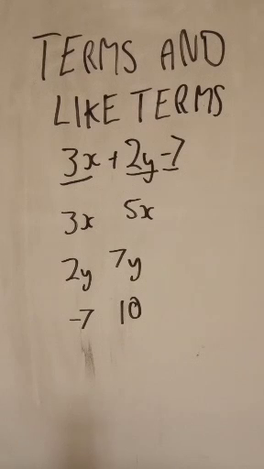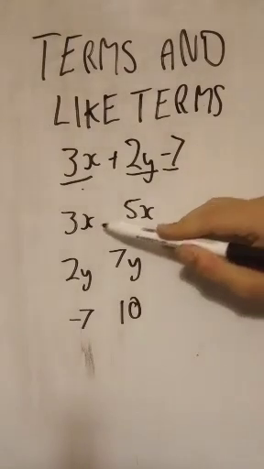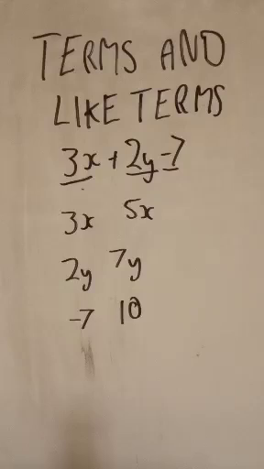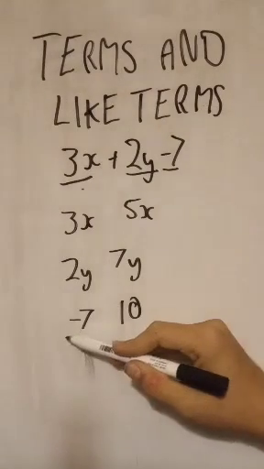just plain numbers. So that's terms, any part of an equation, and like terms, which either finish with the same sort of algebra, so x or y or anything else, or are just a number.